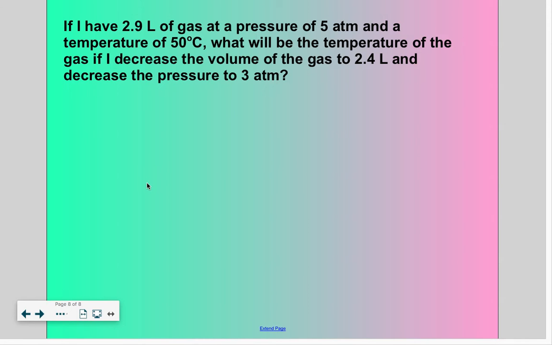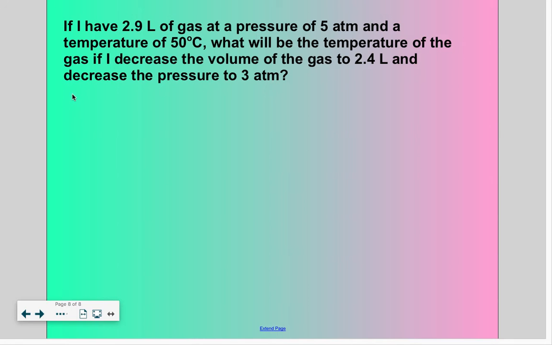All right, last one. If I have 2.9 liters of gas at a pressure of 5 atmospheres and a temperature of 50 degrees Celsius, what will be the temperature of the gas if I decrease the volume of the gas to 2.4 liters and I decrease the pressure to 3 atmospheres? You'll notice that I actually didn't do any of Dalton's laws in this gas law practice, but remember that if I had no volume, then I'd be using Dalton's law.